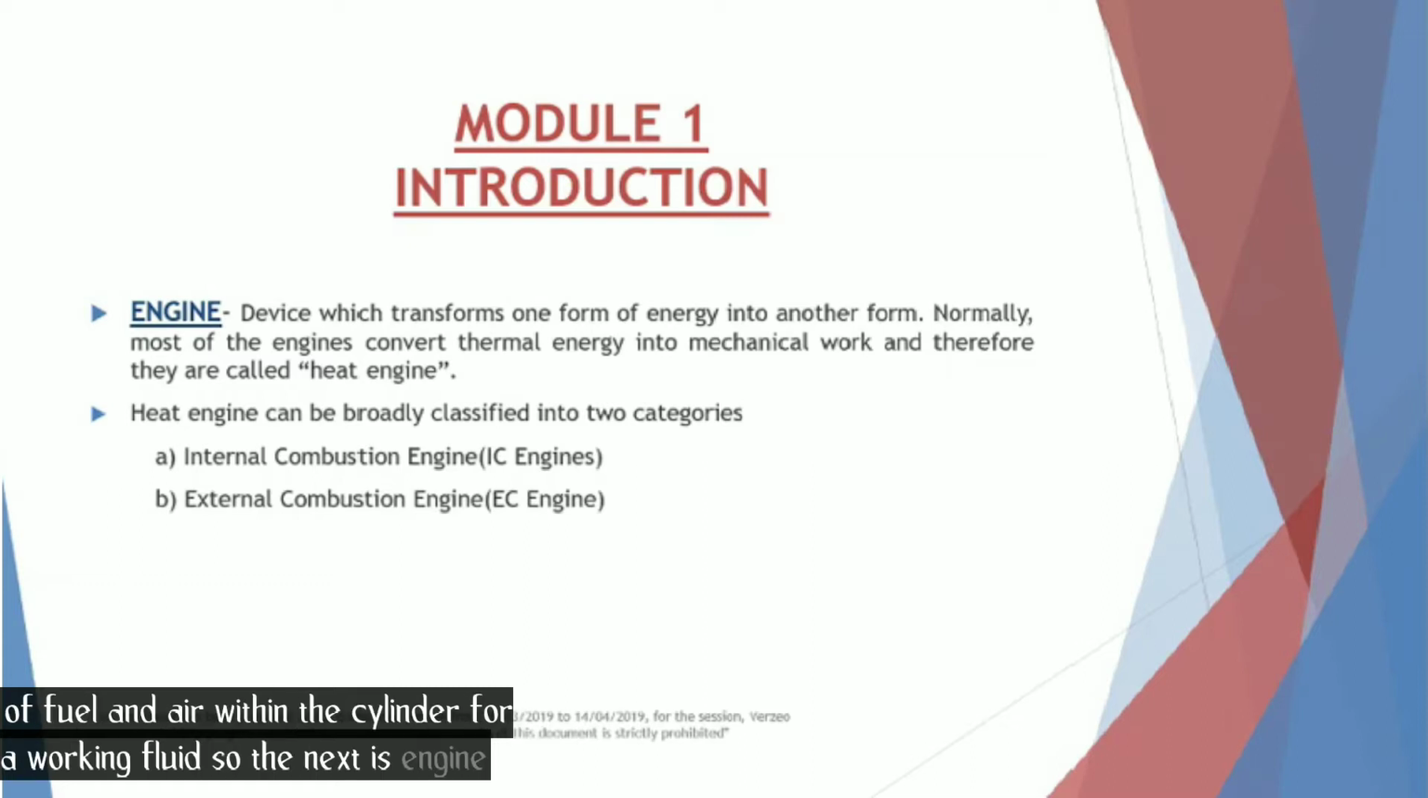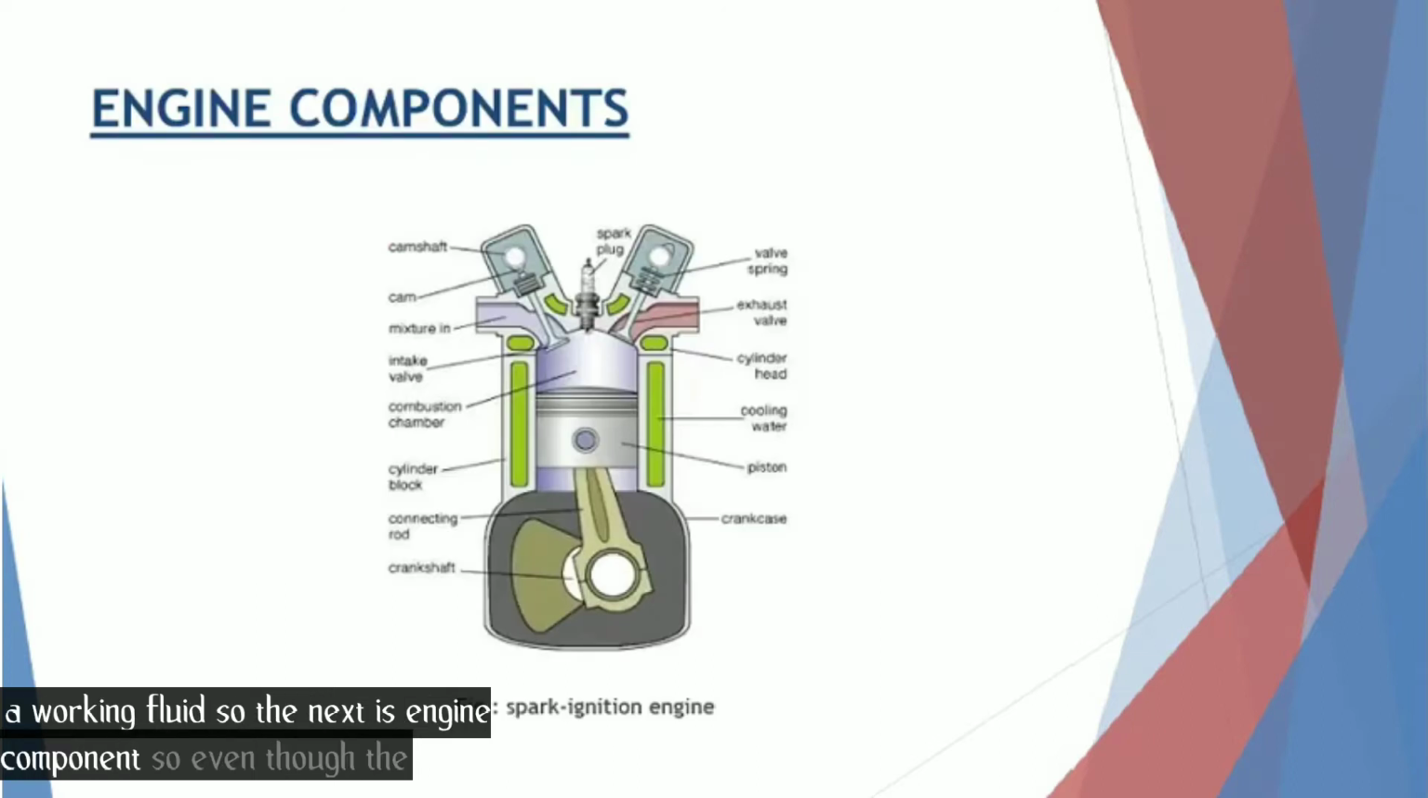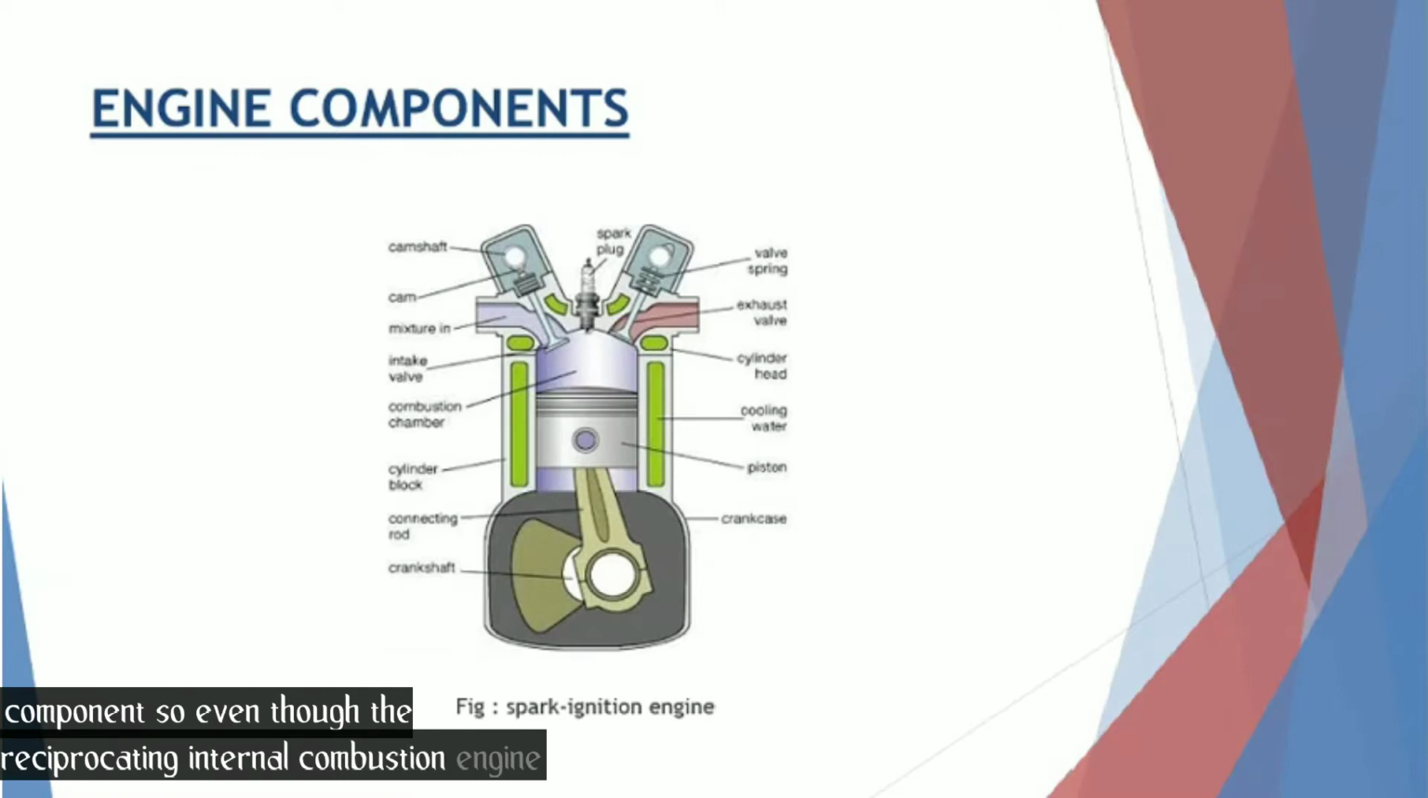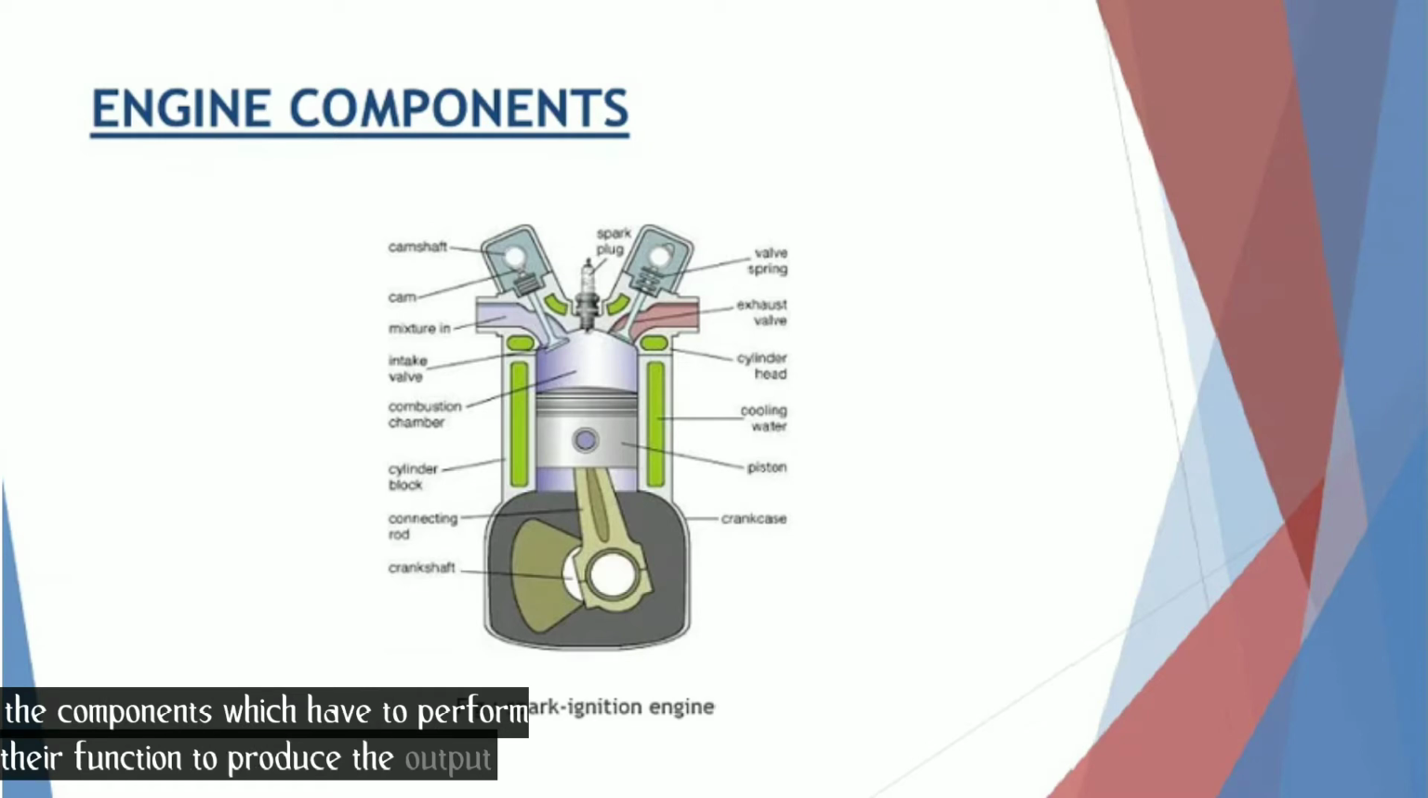So the next is engine components. Even though the reciprocating internal combustion engine looks quite simple, it is a highly complex machine. There are hundreds of components which have to perform their function to produce the output power. There are two types of engine which I already mentioned. First is the spark ignition engine, next is the compression ignition engine. Let us discuss the important engine components.